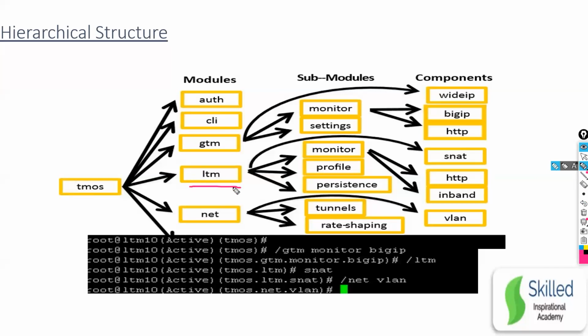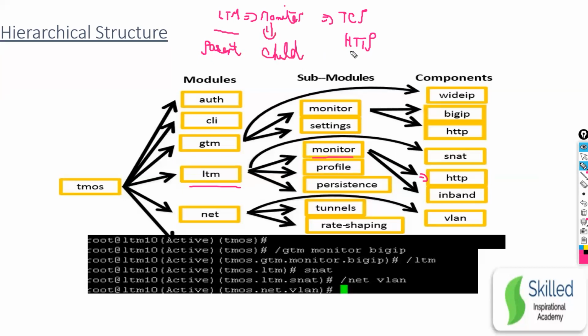In LTM, you have monitor. Under monitor, HTTP. So this is how your architecture is. LTM, then you need to go to monitor, then sub monitor. What is the monitor type? TCP, HTTP. So it's subdivided. First, it's a parent, then it's a child, then it's a component. So this is called modules. This is called submodule, and these are your components. What comes under monitor? All this.